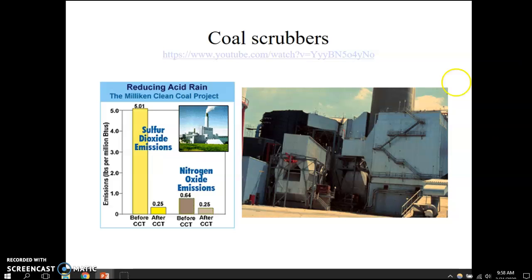Coal scrubbers, I've got a little video here of Duke Power. You can watch it or not. It's not that big of a deal. It's just watching the scrubbers in action a little bit, and the guy's talking about them. But you can see with the graphic, again, this is where you might need to be able to interpret something on the FRQ. With the scrubbers, you'll notice before they were activated, you have high sulfur dioxide emissions, and then it decreases significantly. Same thing with nitrogen oxide emissions.